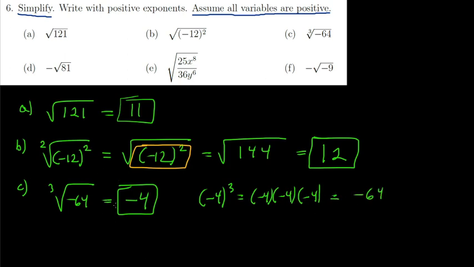All right. Part D, we have this, negative square root of 81. Well, the square root of 81 is itself equal to 9, but there's a negative in front, so we make it negative 9. That's all it is, right?